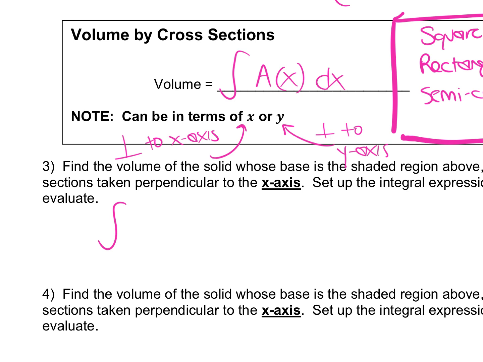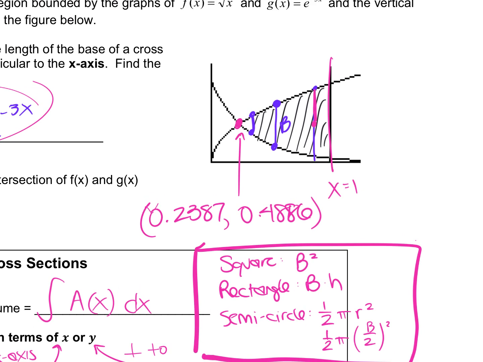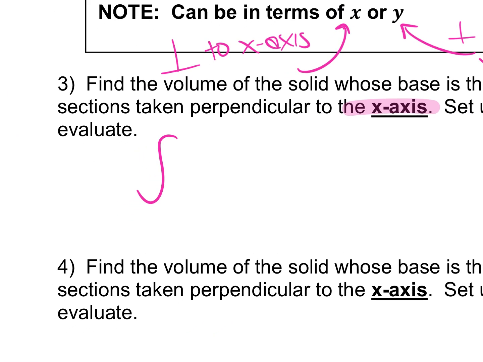also notice this also tells us that we are perpendicular to the x-axis. Because we're perpendicular to the x-axis, we're going to go all in terms of what? X. All right, so I need to integrate on this region from my lower x boundary to my higher x boundary. What's my lower x boundary? 0.2387 up to my higher x boundary, which was what? 1.